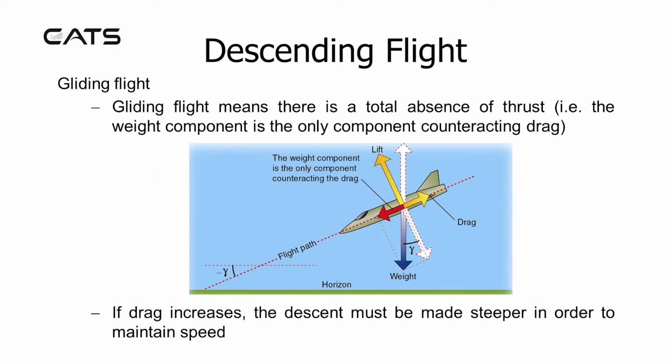In gliding flight, there's a total absence of thrust, i.e. the weight component is the only component counteracting drag. If drag increases, the descent must be made steeper in order to maintain speed. In other words, drag determines the descent angle.